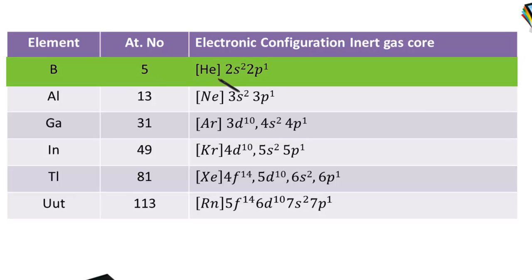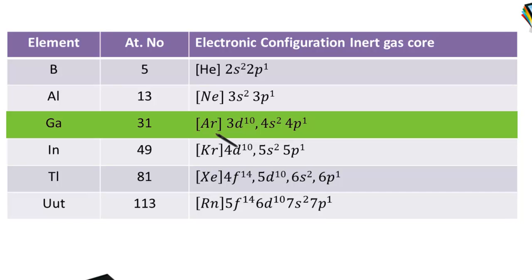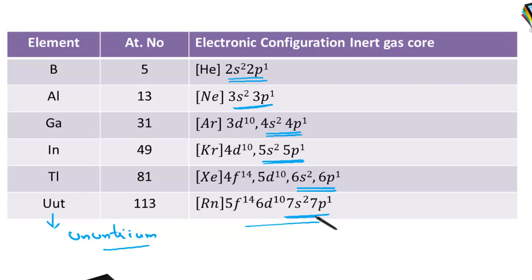So boron with atomic number 5 has the configuration of helium 2s2 2p1, aluminium 13 with neon 3s2 3p1, gallium with atomic number 31 has argon 3d10 4s2 4p1. Similarly, for ununtrium, which is not known much, with atomic number 113, it will have radon 5f14 6d10 7s2 7p1. And if you observe the configuration, the outermost orbit configuration is 2s2 2p1, 3s2 3p1, 4s2 4p1, 5s2 5p1 and so on to 6s2 6p1 and 7s2 7p1.